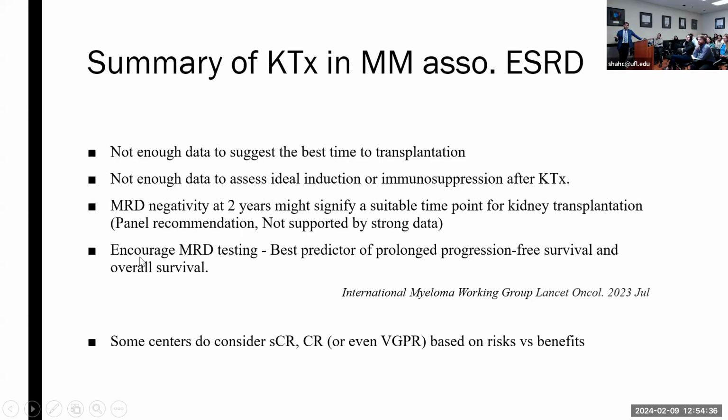And they recommend every center should consider MRD negativity testing because it is the best predictor for prolonged progression-free survival and overall survival. Our center doesn't typically perform MRD testing, but it can be done as a send-out test to an outside laboratory. And some centers, of course, can consider on a case-to-case basis, even complete response, stringent complete response, or even VGPR patients for transplantation, but that's based on the risk and benefit discussion between the transplant nephrologist and patient.